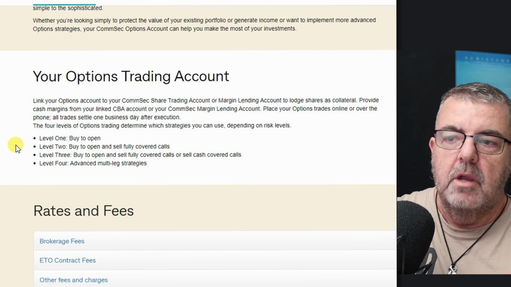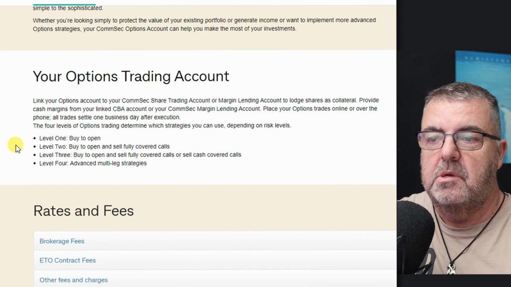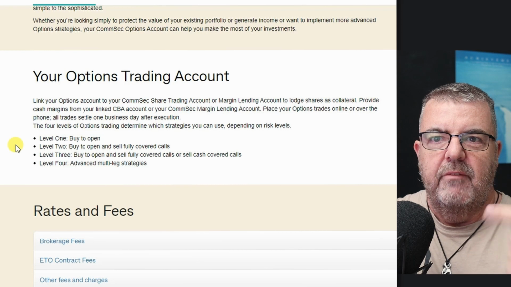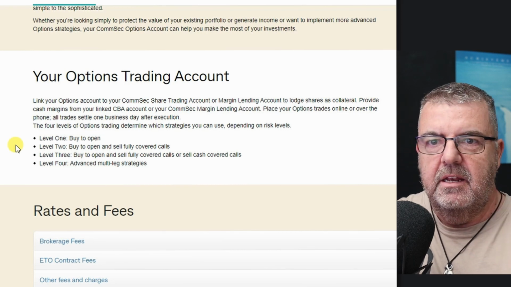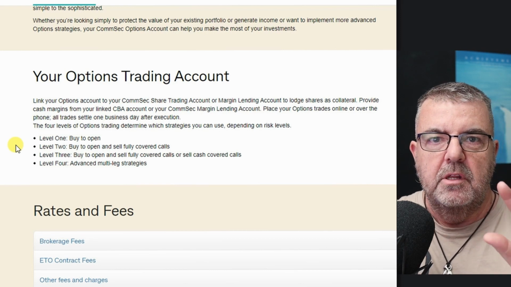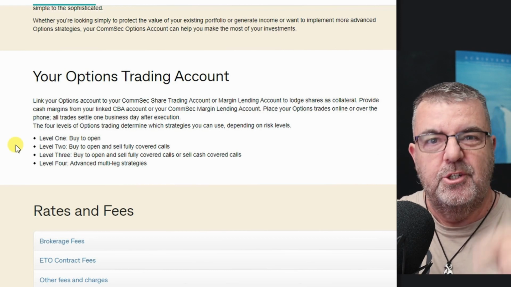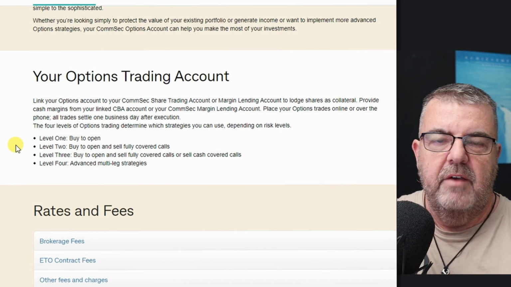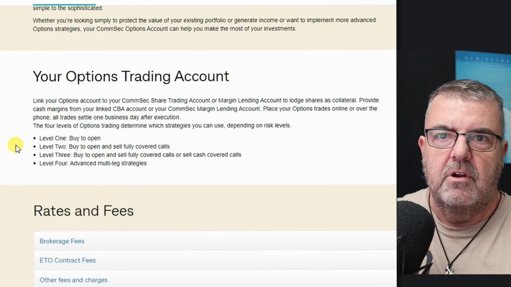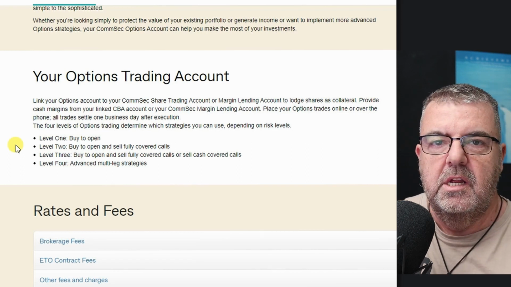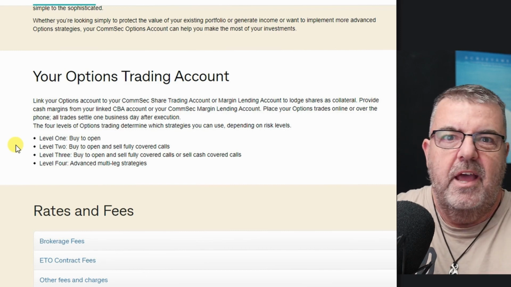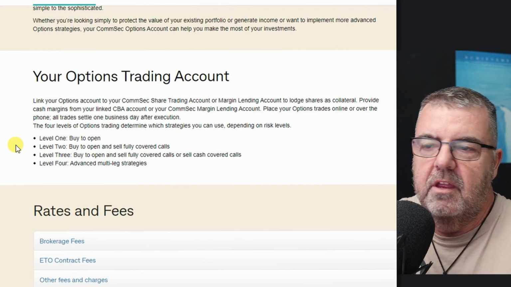Level 3, you can buy to open, you can sell fully covered calls and or sell cash covered calls. So this is basically level 1, level 2 and the added benefit of being able to sell cash covered calls, meaning rather than owning the stock, you don't own the BHP shares, but you can write essentially cash covered calls saying, I don't own the BHP shares, but I'll sell 100 contracts or 1 contract or 10 contracts over BHP, but rather than putting up BHP as collateral, I'll put up the cash. Same thing. Very similar thing.